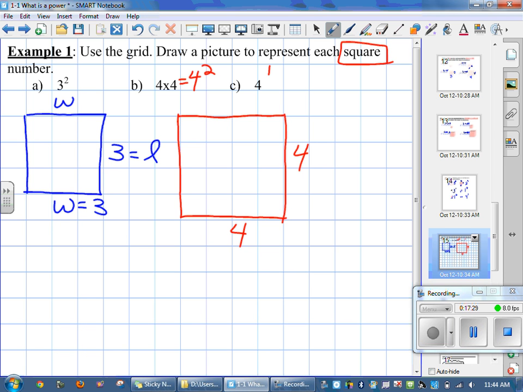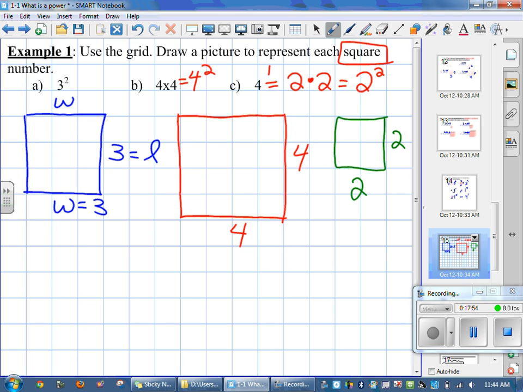2 times 2. Excellent. So this is actually 2 times 2, or 2 squared. So now I'm going to find a length and a width of 2. So this is my 2 by 2, and it's telling us to draw squares. Okay, so they gave us an exponent. When they give us an exponent 2, that means there's 2 numbers that multiplied to give me that number. So we have to find it.